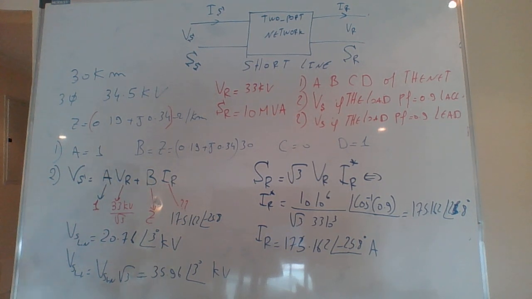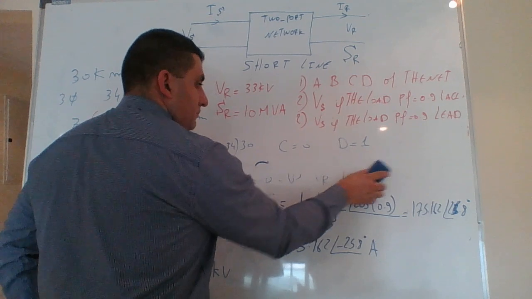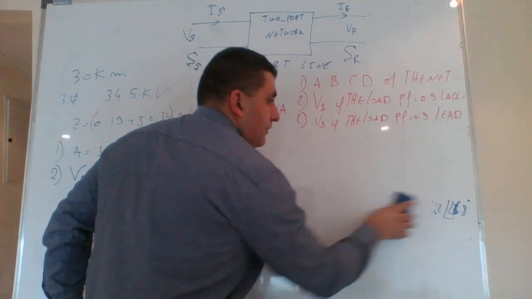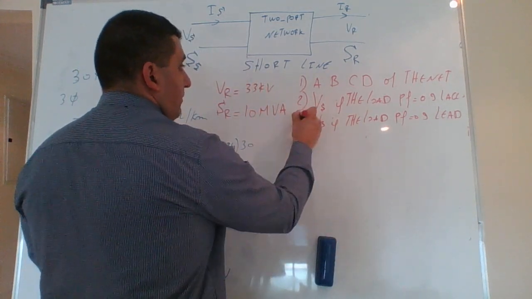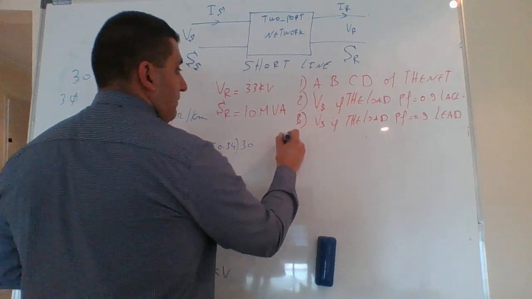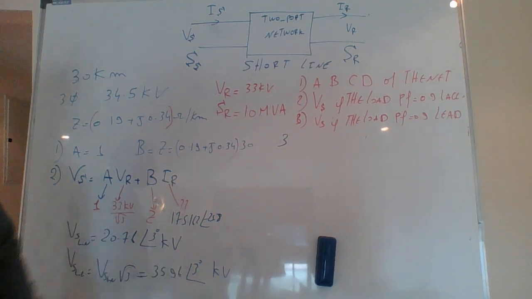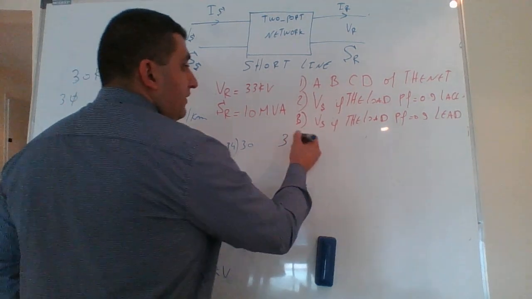That's under lagging power factor. I want to do now under leading power factor. This is question number 3 now. For question number 2, I have VS line to line with 35.96 angle 3 degree kilovolt. That's under lagging. Under leading power factor, the only thing that will change is the angle of IR.